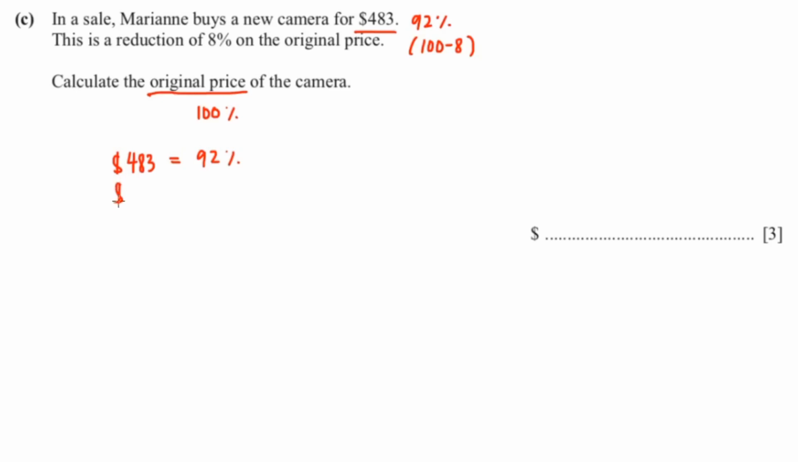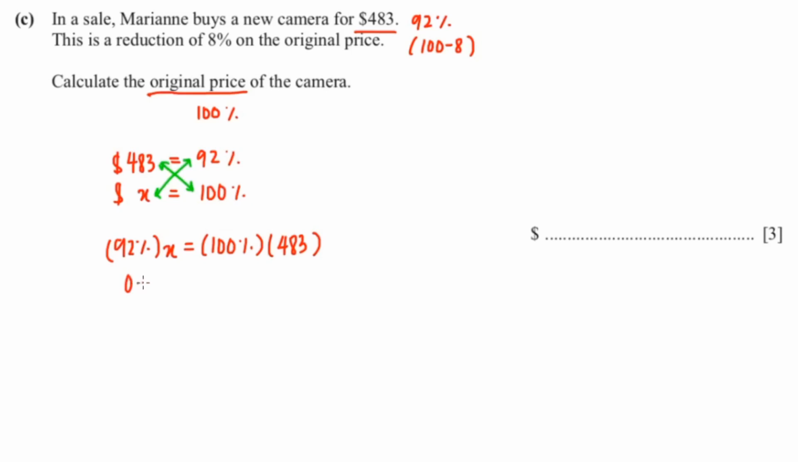So x dollars equals 100%. Now we're just going to cross multiply to find the value of x. And so that would be 92% multiplied by x equals 100% multiplied by 483.